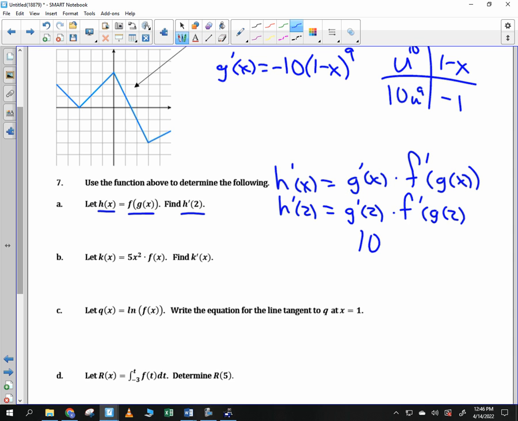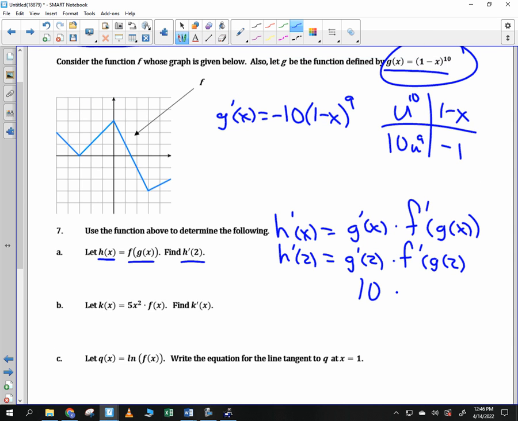So we got 10 here times. Now how do I do that next part? Plug in what? Yeah, to the original one. 1 minus 2, -1 to the 10th, 1. So this becomes f prime of 1. Or in other words, 10 times the derivative of f at 1.